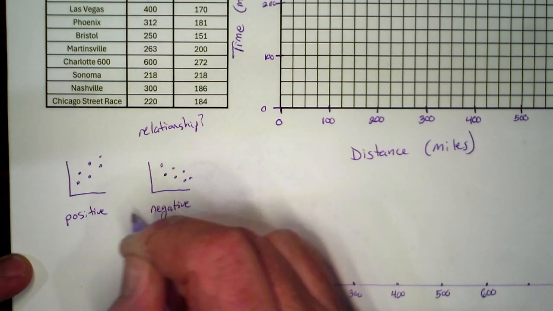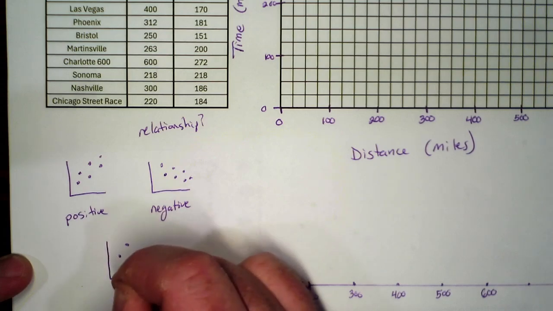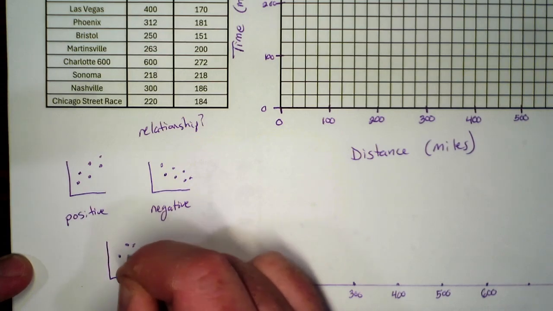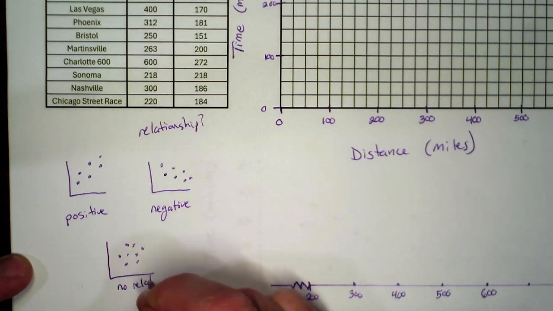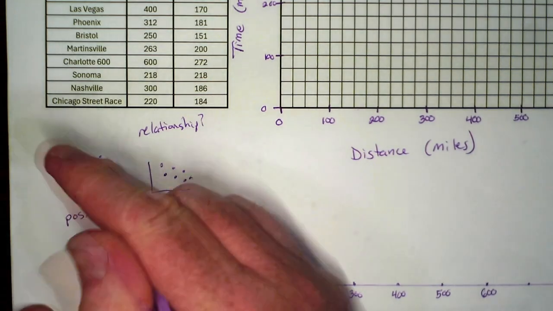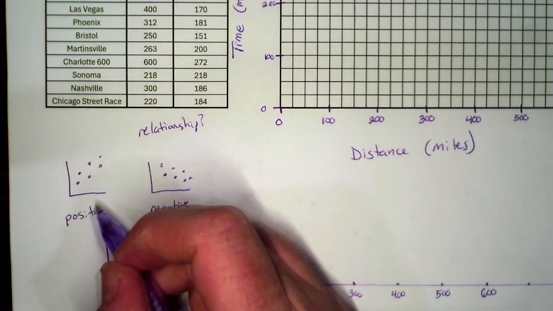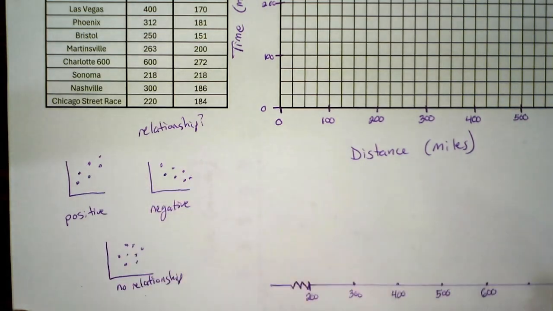And if we can't really tell if it's positive or negative, sometimes it's just kind of a big blob of dots everywhere, then we'd say there's no relationship between them. And then the closer these things are to a line, to actually lining up, the stronger the relationship. Whereas something like this would have a very weak relationship. And then these are somewhere in between, right?